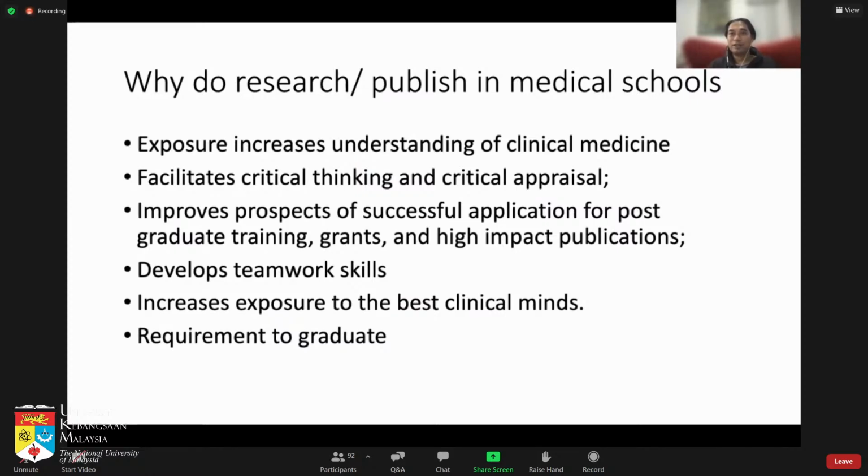And of course, for you now it's important because it's a requirement to graduate. So you have to do research to graduate. But I don't think that is the important part. Of course, it's important because you want to pass the exam, but the benefit of doing research is more than trying to get a certificate.